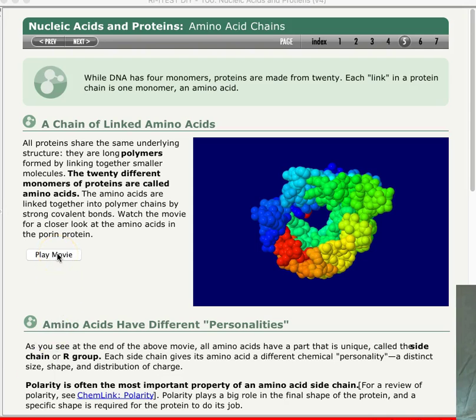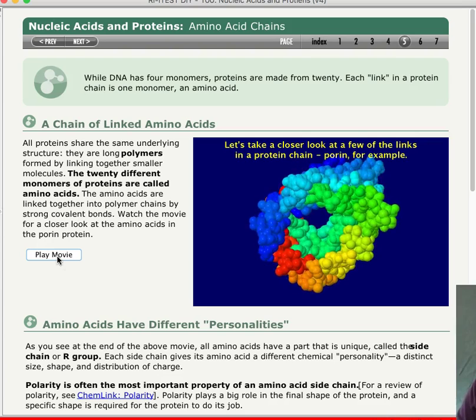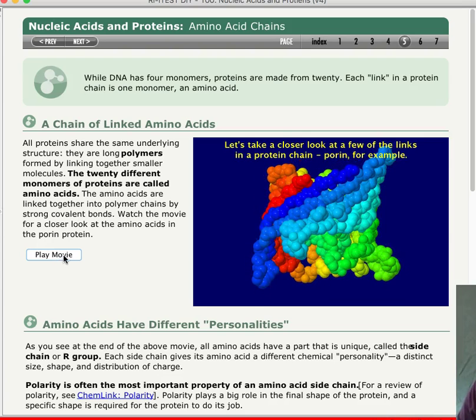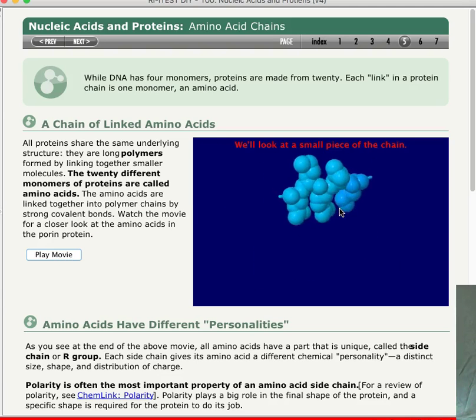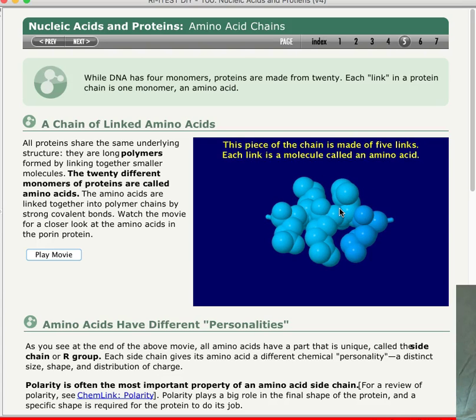So hopefully we're starting to understand that DNA is made of nucleotides, proteins are made of amino acids, and there are 20 different kinds of amino acids. Here's a better representation, because this one has more different kinds of beads as well. So let's play this movie and take a closer look at the links in a protein chain. We're going to look at porin, and we're just going to look at a small piece of the chain, just a few amino acids stuck together. So there's 5 amino acids in just this little part of porin that we're looking at.